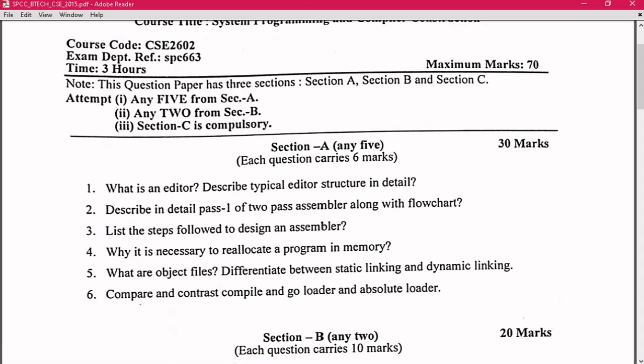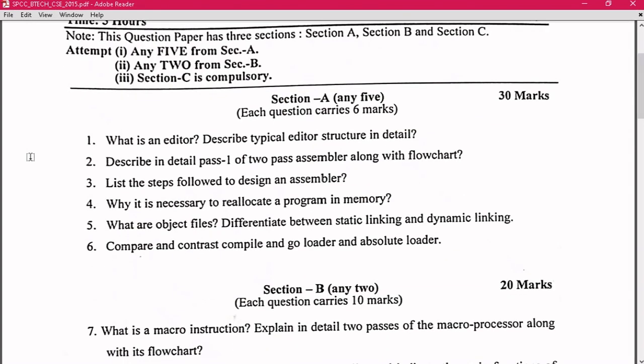As you can see in section A, we have 6 questions and 5 are to be done. Every question is of 6 marks. Now it is discussing the different concepts of compiler. It is discussing the editor. It is discussing pass 1 of a 2 pass assembler. It is also discussing assembler again, right?